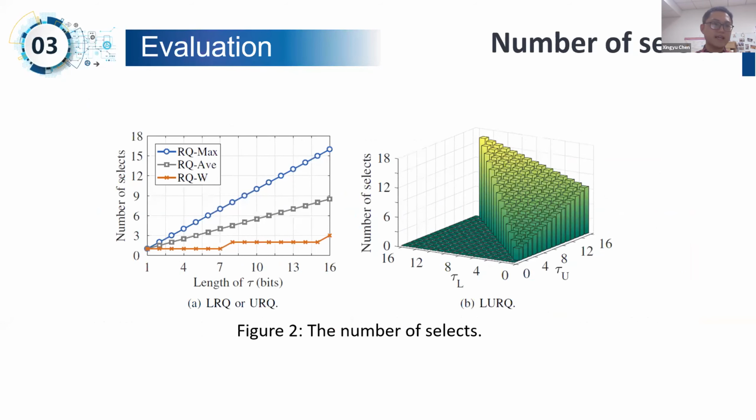Here, we test how many select commands the range query needs to collect the target tags. In the experiment, we vary the length of data from 1 bit to 16 bits. As we can see, the number of select commands increases linearly with the length of data. This is because more ones will occur in the bit vector I introduced before. The maximum number of selects is 16. This small number indicates that range query is time efficient.